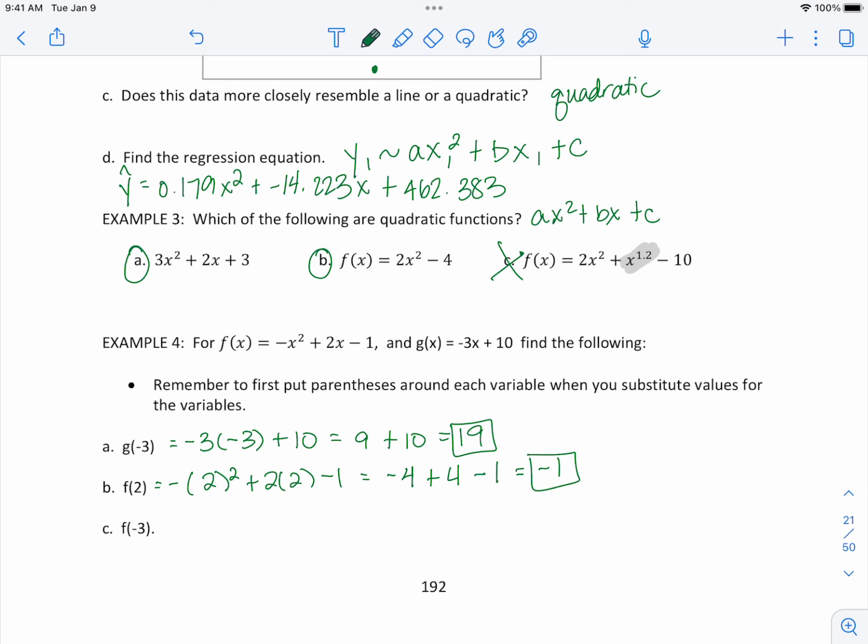And last, we have f of negative 3. So this is negative of negative 3 squared plus 2 times negative 3 minus 1. Well, negative 3 squared is 9 times the negative is negative 9. 2 times negative 3 is plus, we have negative 6 minus 1. So negative 9 plus negative 6 is negative 15. Minus 1 is negative 16.